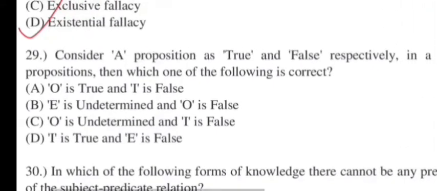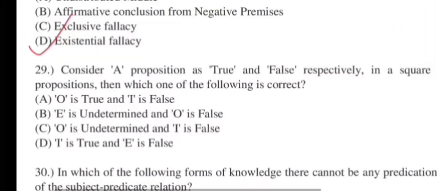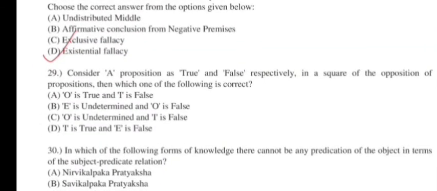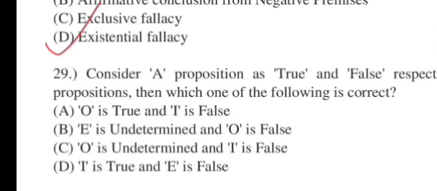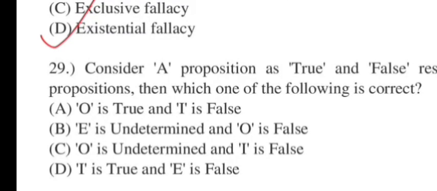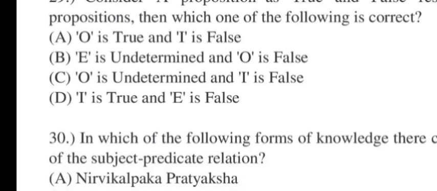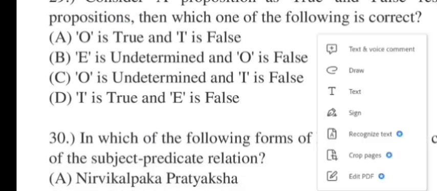29 says, consider a proposition as true and false respectively in a square of the opposition of propositions. Then which one of the following is correct? A, B, C, D. O is true and I is false. E is undetermined and O is false. O is undetermined and I is false. I is true and E is false. 29, correct option will be number D. That means I is true but E is false. Number D.